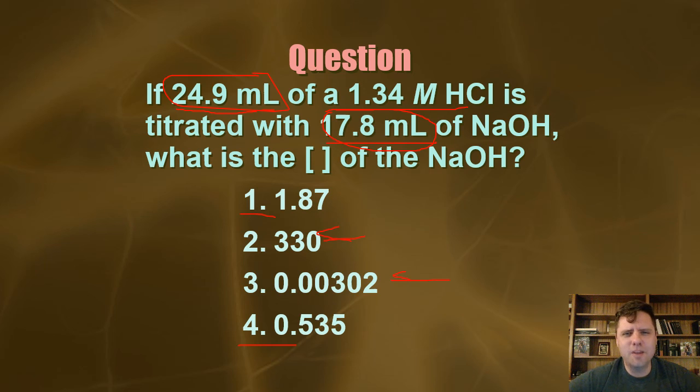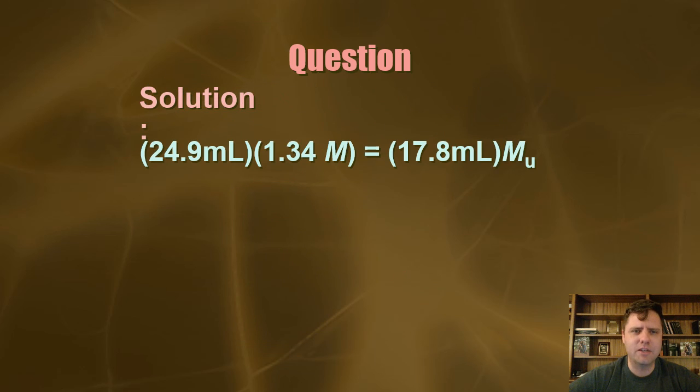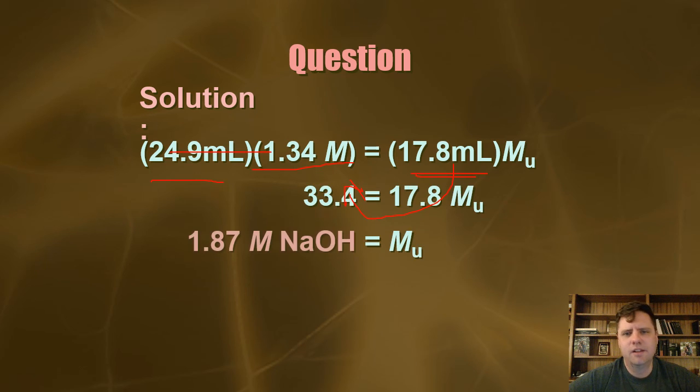But note, if this number is smaller, it needs a bigger number multiplied by it in order to equal this bigger number times this number. So we could probably hazard a guess that it's this answer without even doing the math. But let's do the math now on the next slide. Again, we just plug in the numbers. We know this volume, we multiply it by that molarity, and then divide by the volume of the unknown molarity. We multiply these two together and then divide by this one, and we get 1.87, which was the answer on the previous slide.